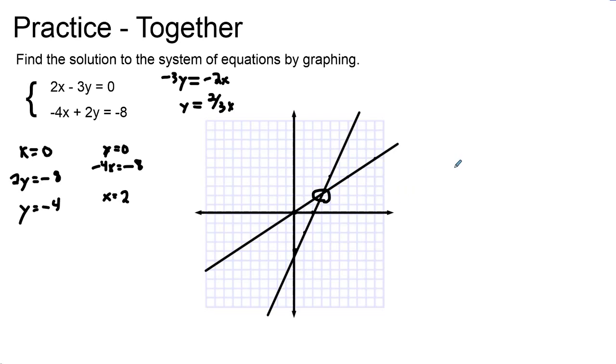And the solution then would be 2, 3. So I have found the solution to the system of equations by graphing.